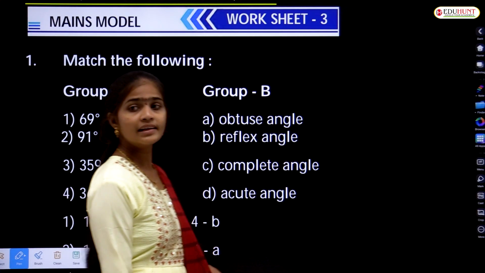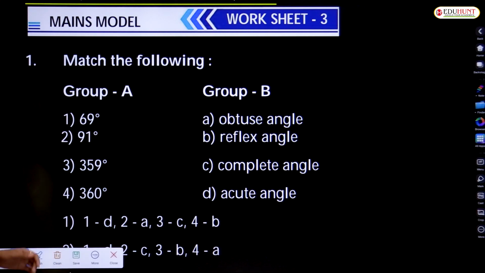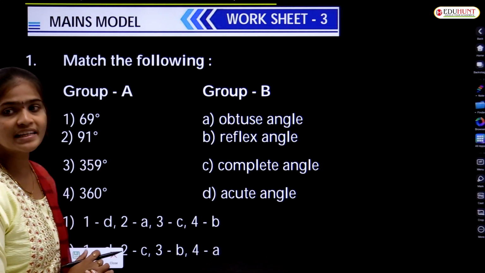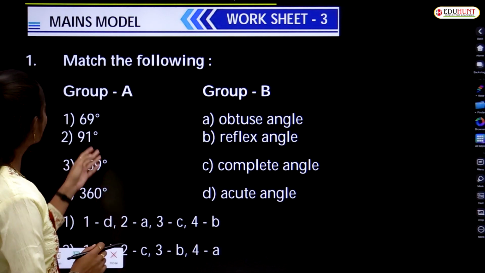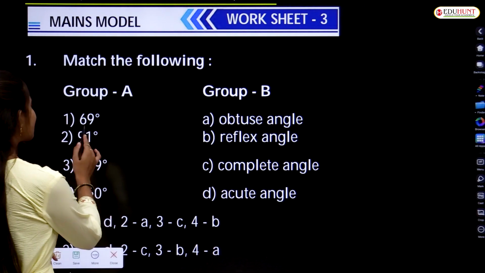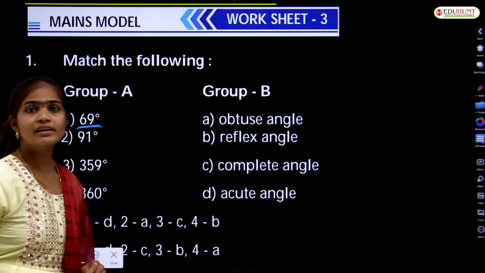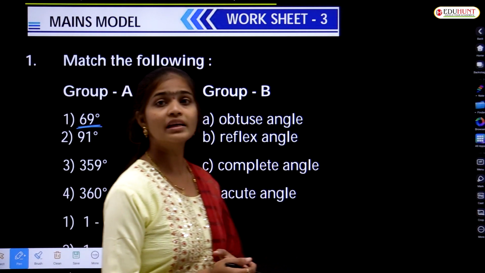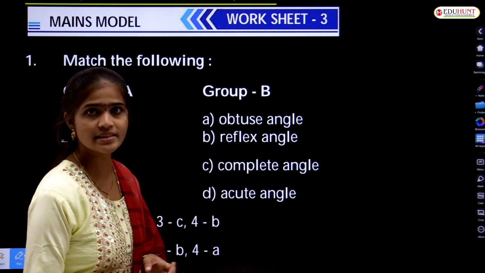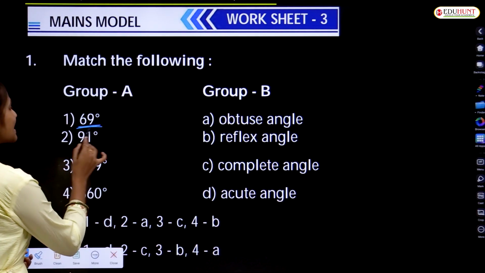So children, next we'll do the worksheet 3 problems. The first problem is match the following. What is the first one here? 69 degrees. While we were discussing angles, we already discussed all these points, right? What about that 69?